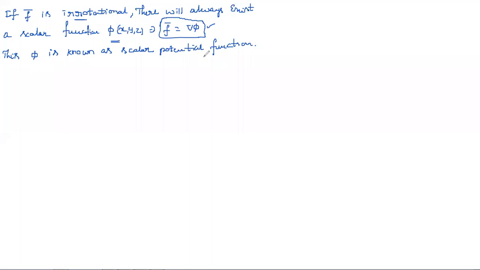So if the given vector is an irrotational vector, then one phi will exist. That phi is nothing but what we are calling scalar potential function. Whatever phi exists should satisfy the condition f bar is equal to del phi. If this condition is satisfied, we simply say this is scalar potential function. Before calculating it, the vector must be irrotational. So keep this in mind.